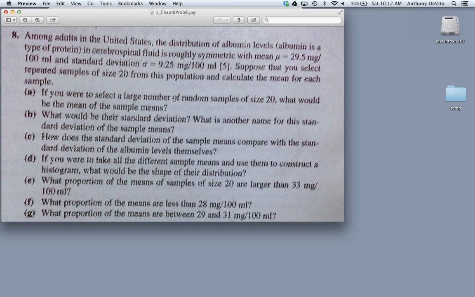Yeah, 29.5, thanks, Rebecca. The means are going to approximate the population mean. We take the samples, and we expect them to be around 29.5, because that's what the population is. So if we repeatedly sample, sometimes we'll get lower, sometimes we'll get higher, but we expect the average of those means to be 29.5. What would be their standard deviation?